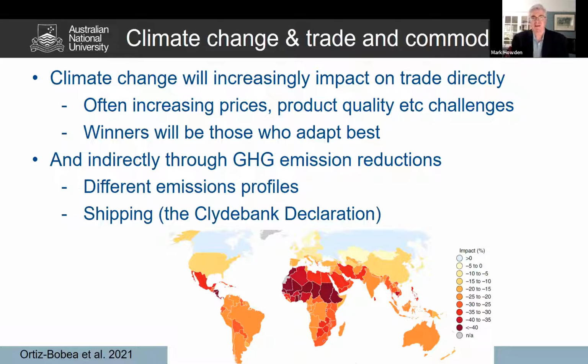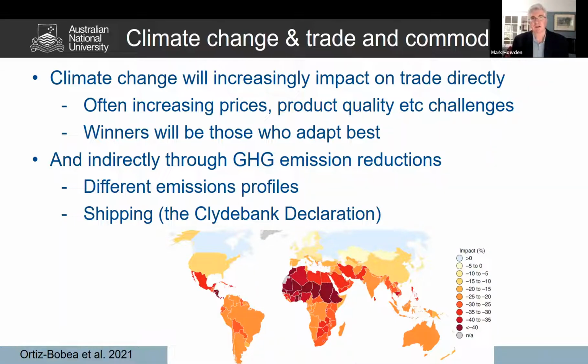Now, when we look out into the future, these sorts of trends are likely to increase very significantly. That's going to have trade implications, so shifting of different commodities at different times. It's going to have price implications. As supply and demand move, generally speaking, those prices are likely to go up due to climate change, including through increased costs of inputs. And it's going to impact on product quality and product variability of supply and other challenges.